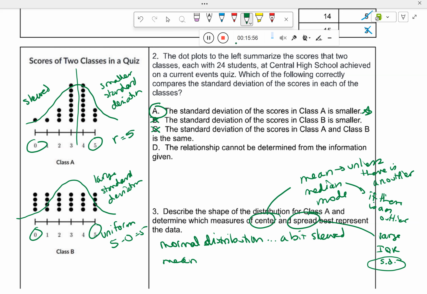You would have a very big standard deviation because a lot of the values deviate from the mean. A lot of the values are far from the mean. So I would say that the mean as a measure of central tendency and the standard deviation as a measure of spread is probably the best way to distinguish class A from class B.